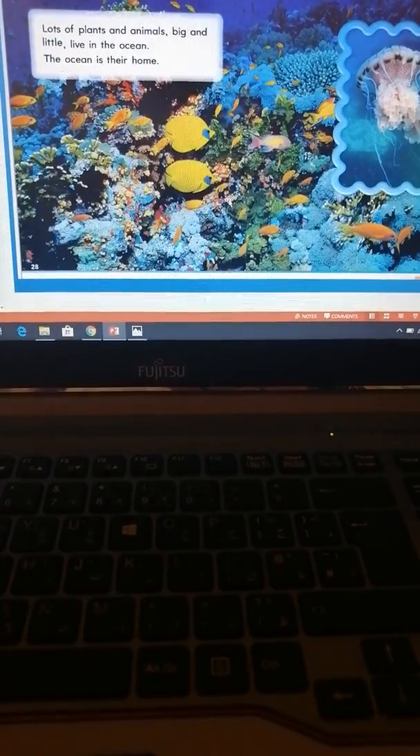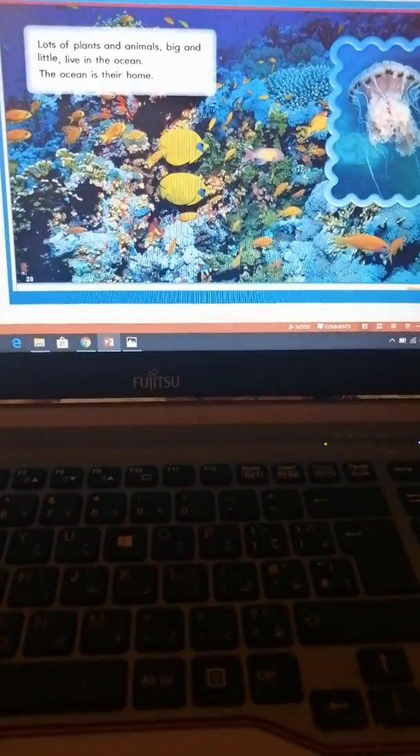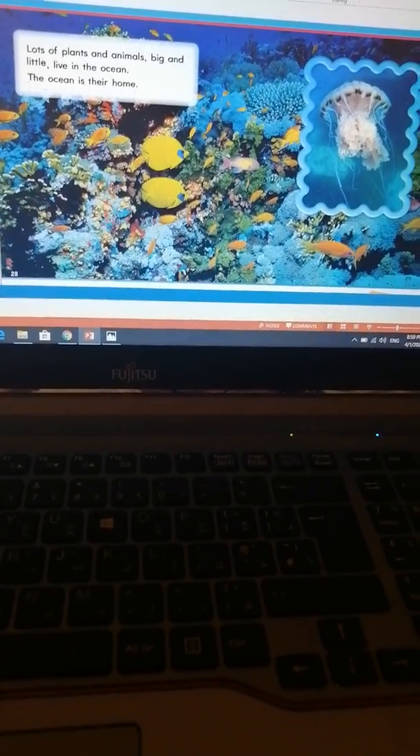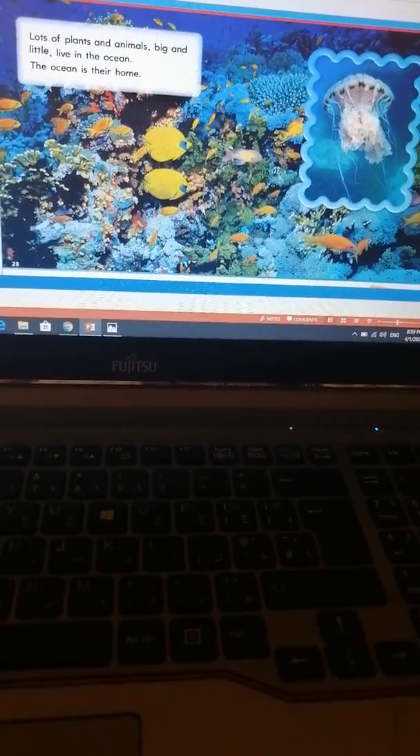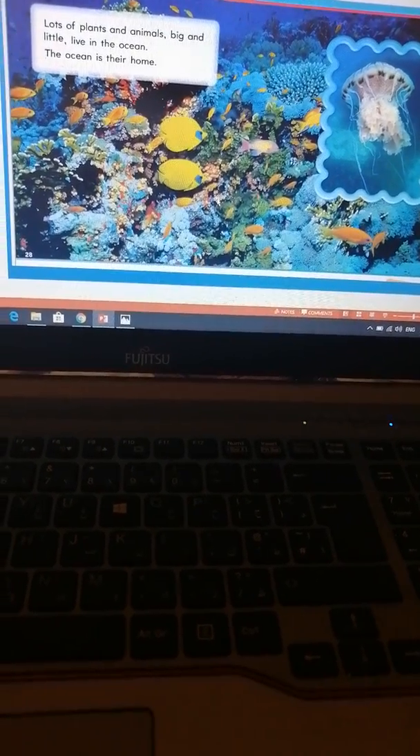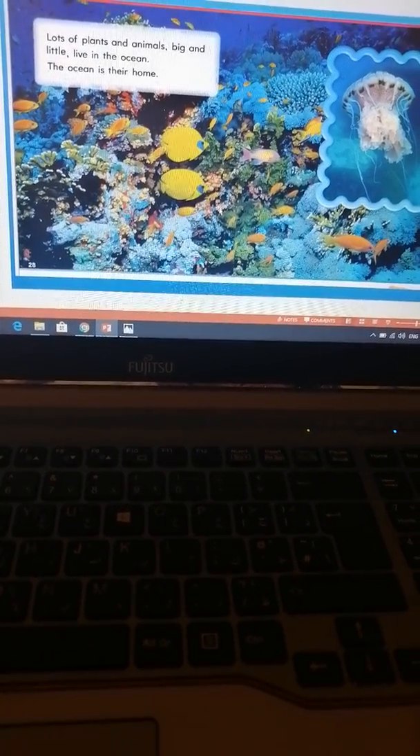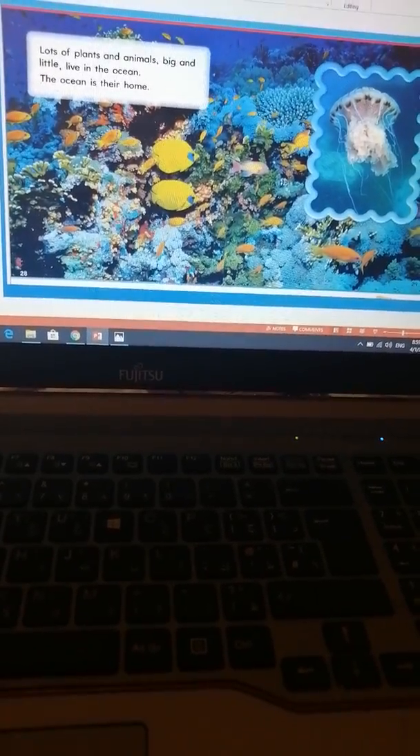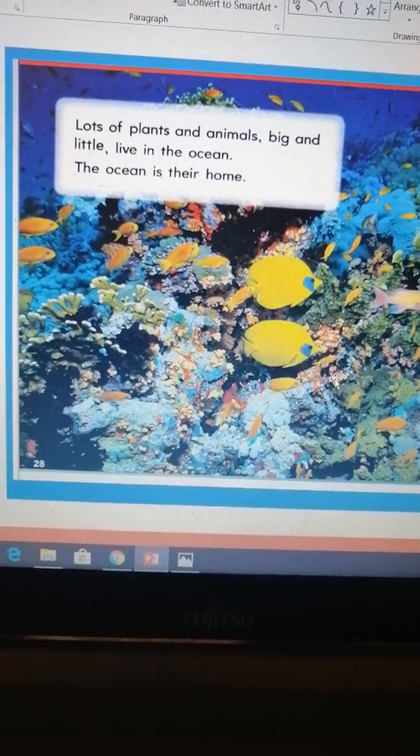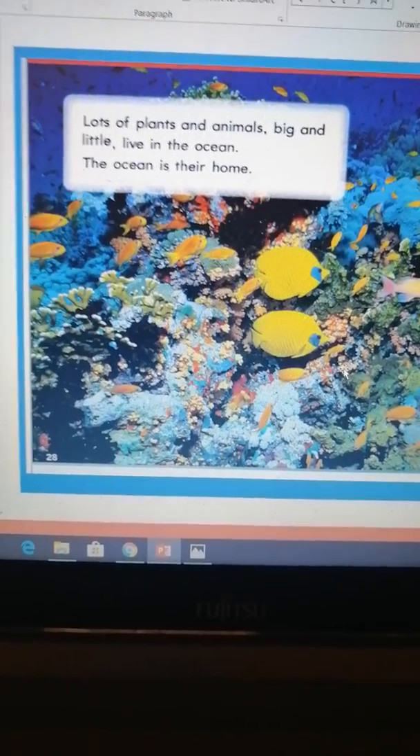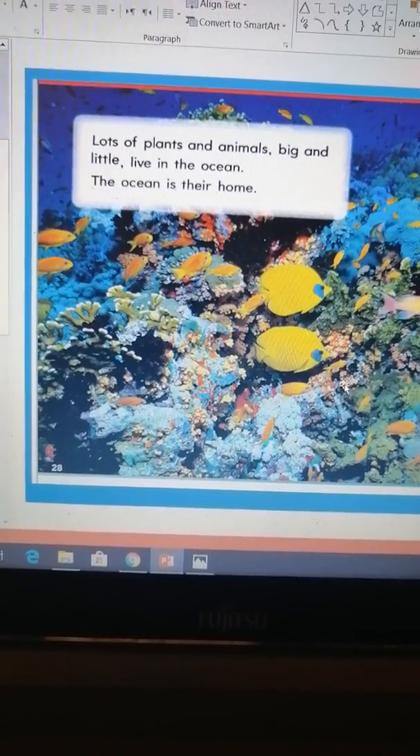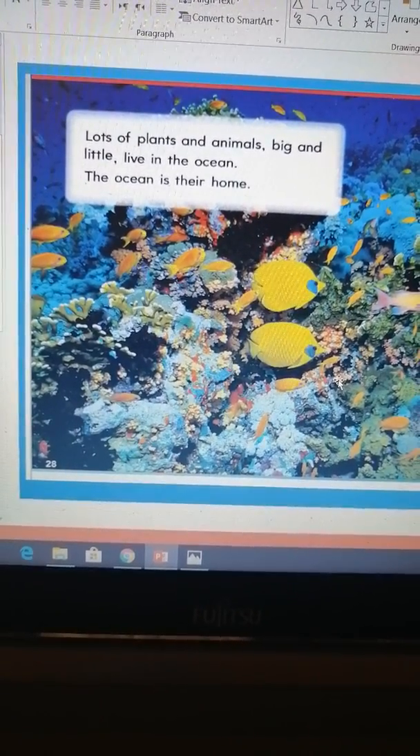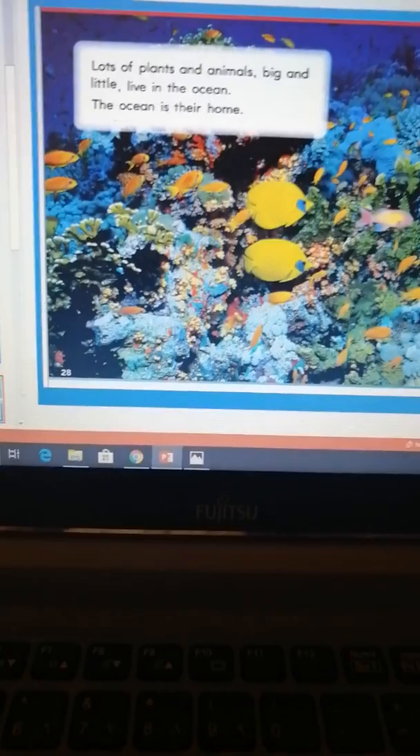Okay. Let's go to the last page, 28 and 29. Here we can find different kinds of fishes and some animals and some plants. So the ocean is a good home for many animals and for many plants. We will read. Lots of plants and animals, big and little, big and small, live in the ocean. The ocean is their home. Okay.